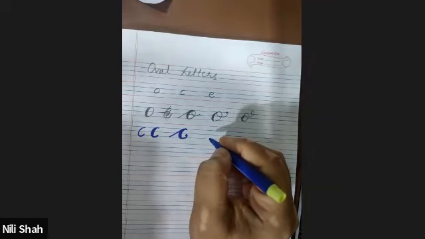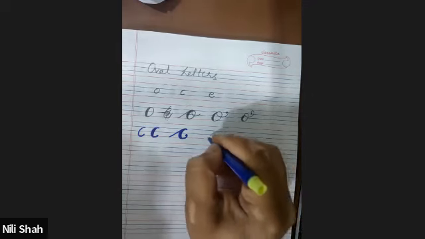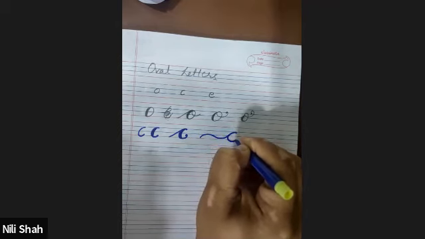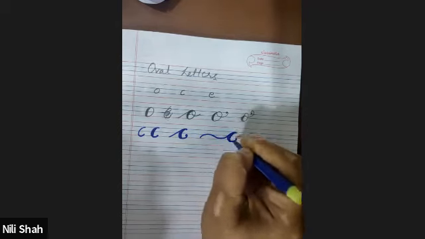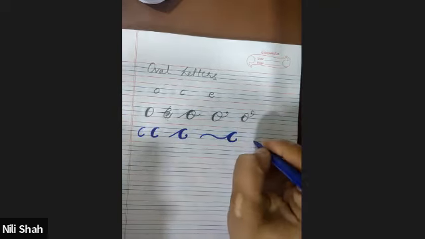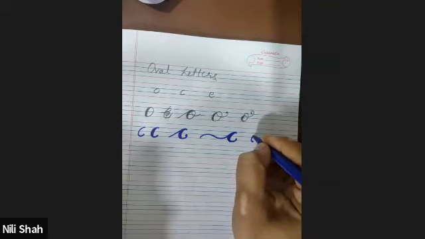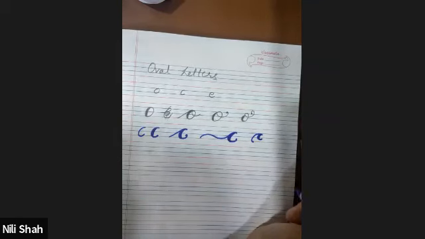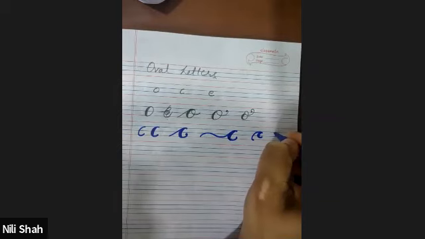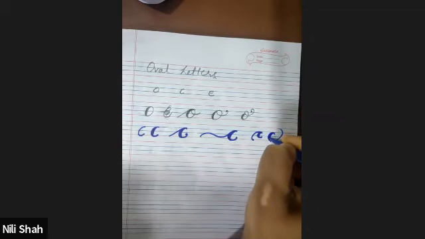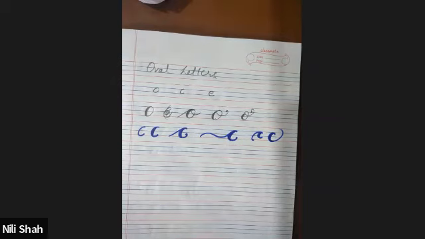Now, one more style of C. But thickness to the downward stroke. One more style of C. Thickness to the downward stroke. One more style of C. Thickness to the downward stroke, like this. Fine.